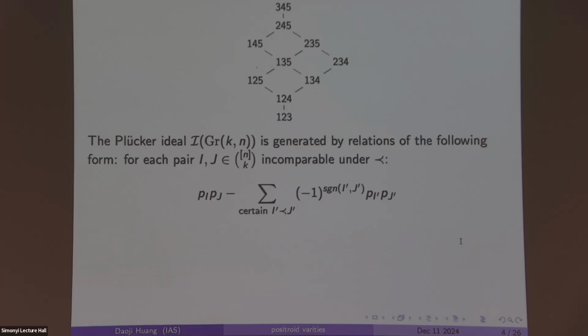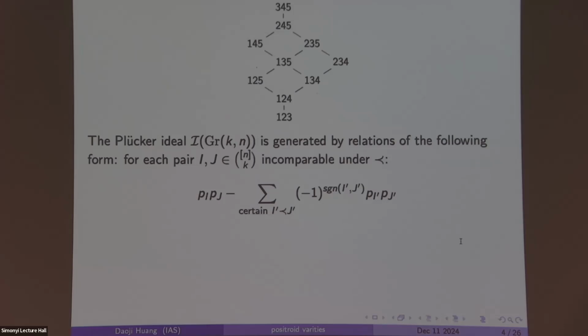The Plucker ideal is generated by the Plucker relations, and the Plucker relations that I'm interested in look like this. The feature of such a Plucker relation is that for every non-comparable pair of indexing sets, Pi, Pj, I have a relation. The relation looks like the non-comparable pair followed by a linear combination of comparable pairs with signs.